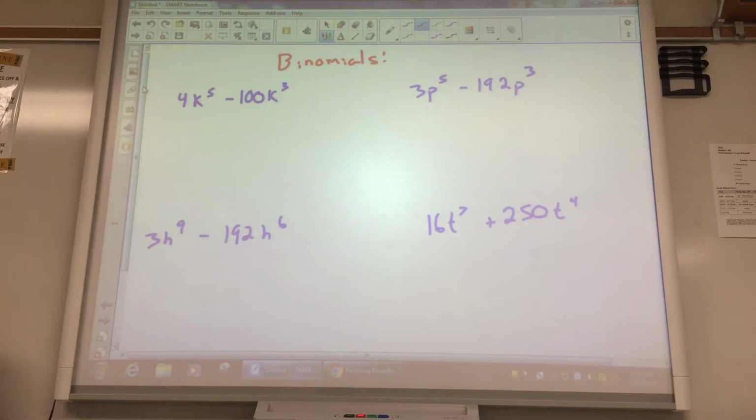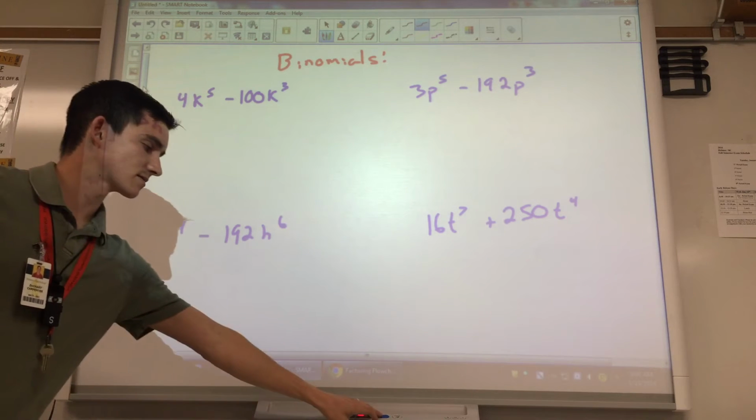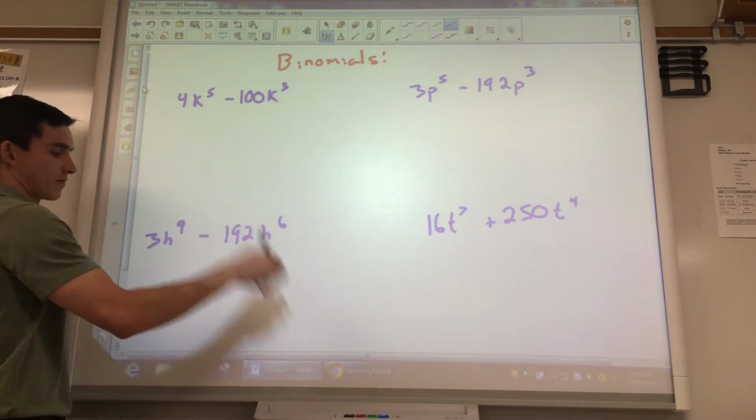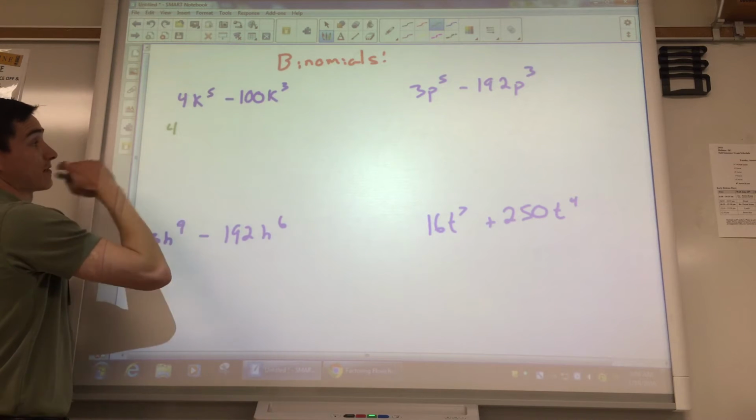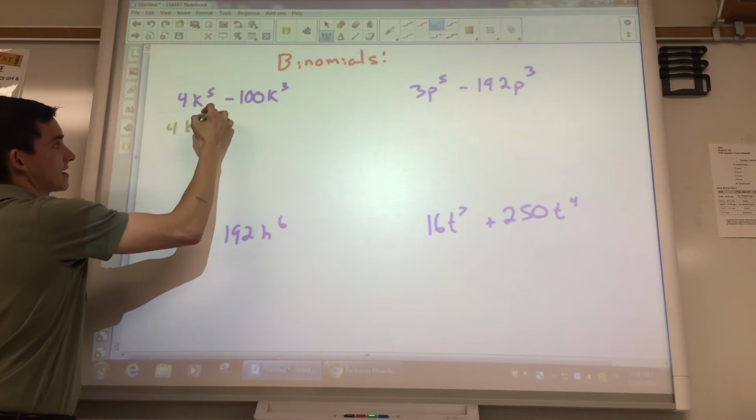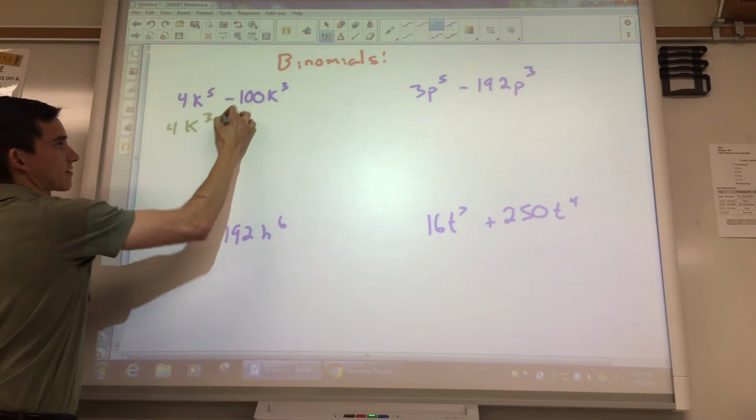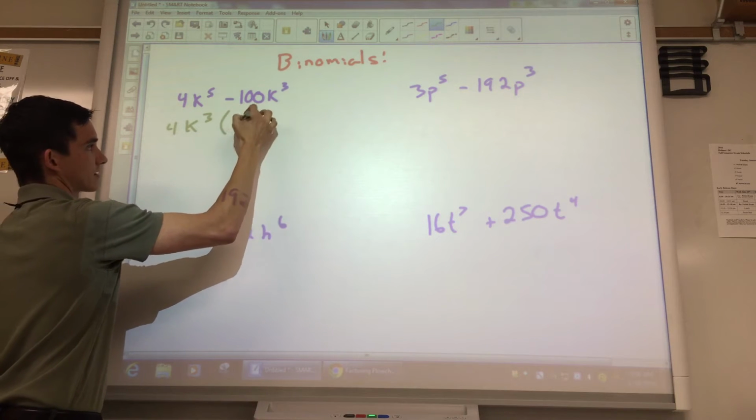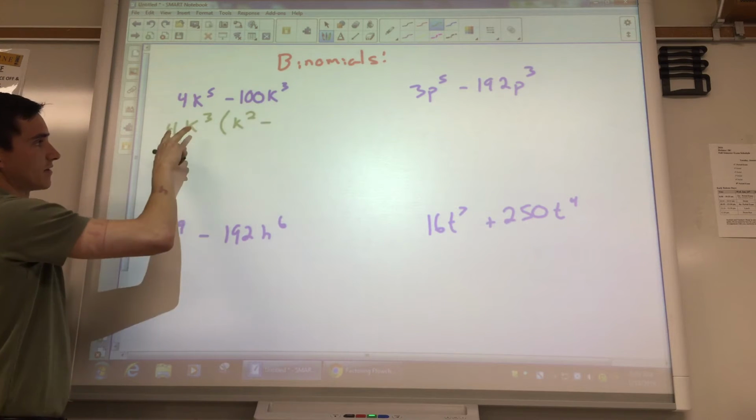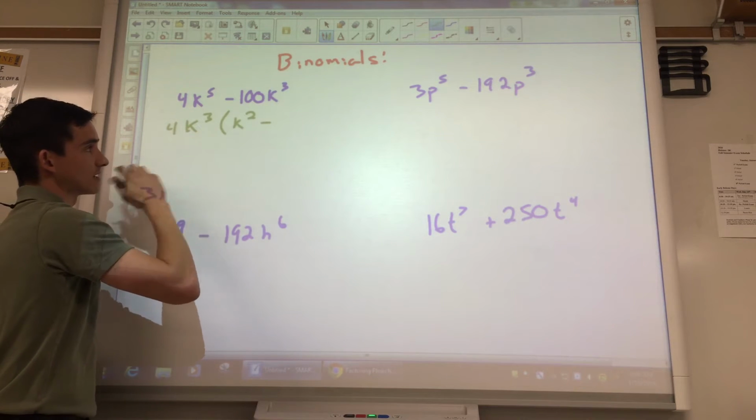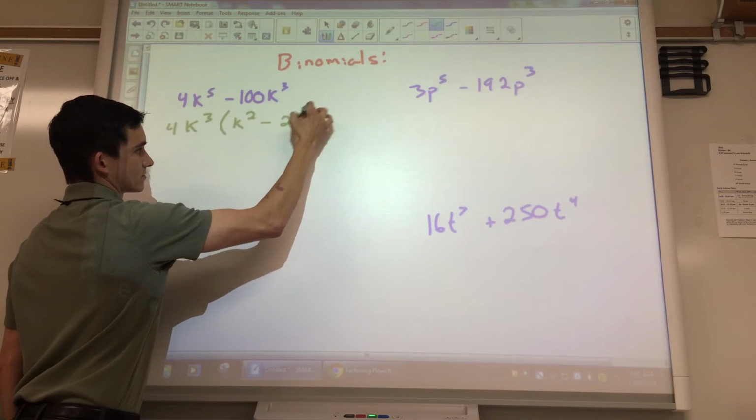All right. So it starts off the same way. Does it have a greatest common factor? So let's do this first one. Does that have a greatest common factor? 4, and then how many k's? 3. Okay, so when we factor it out, we have a 4. Both 4 and 100 are divisible by 4. And then we have k cubed that we can factor out. So we're going to be left with k squared minus 100k cubed divided by 4k cubed is going to be just 25.